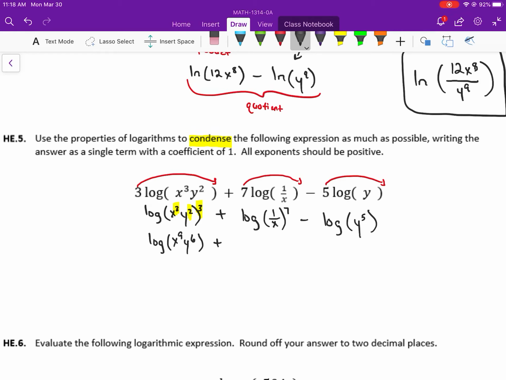Now this one's a little bit different because this is a fraction, okay? But what I have to remember on here is that I'm going to take the numerator to that power, and I'm also going to take the denominator to that power, okay? So we're going to do log.